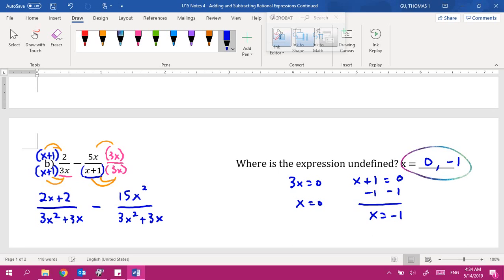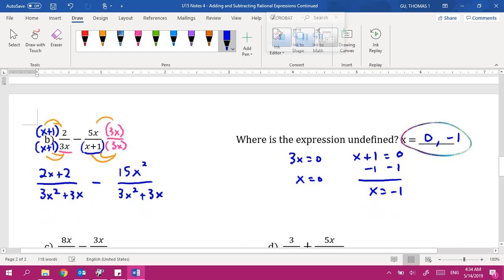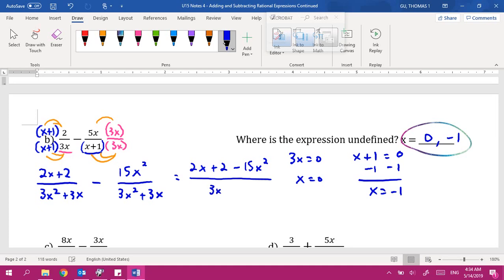So now look, the denominators are the same. I can combine, I can make it into a single fraction. It will be 2x plus 2 minus 15x squared over 3x squared plus 3x, and I can just leave it as such. It's going to be the answer.